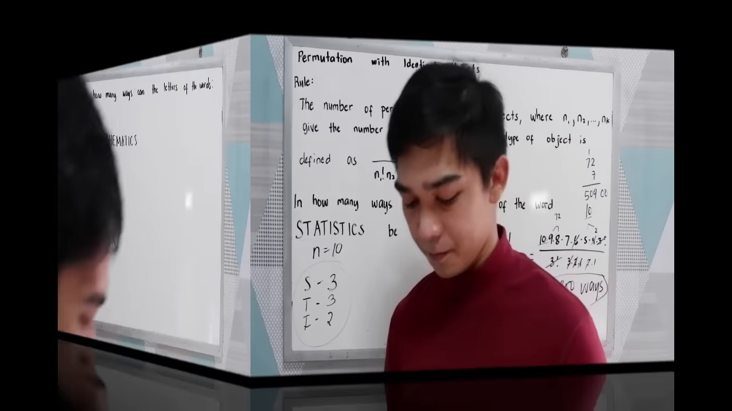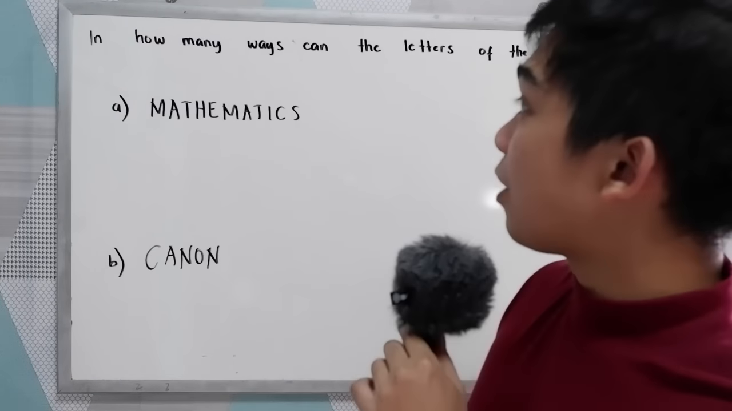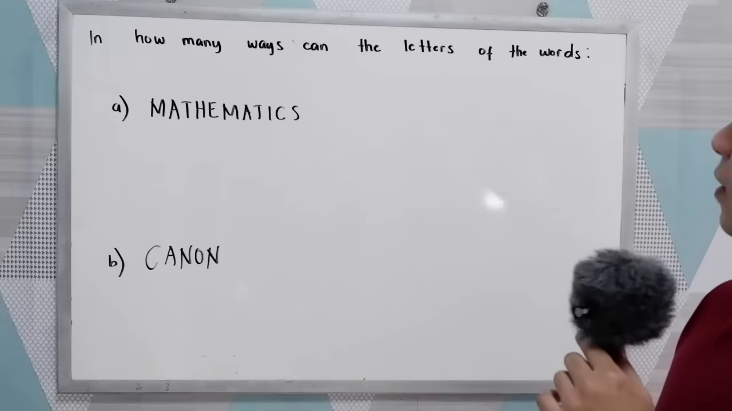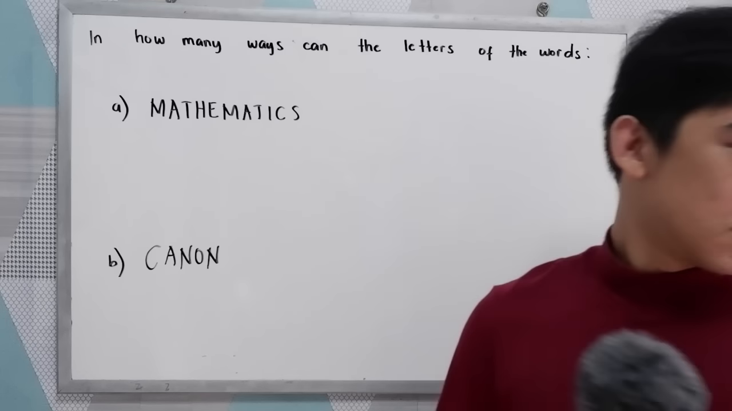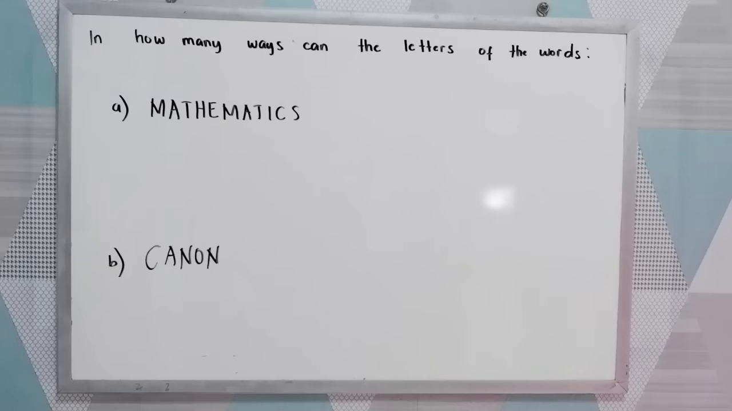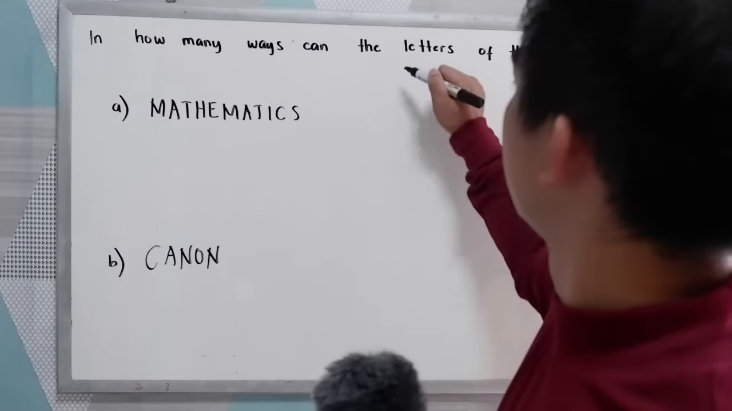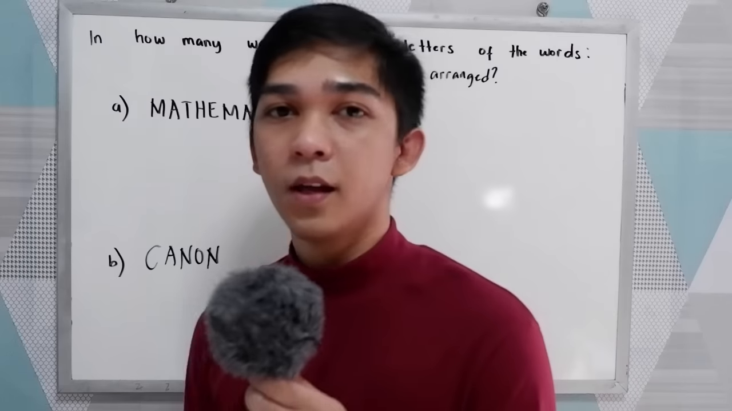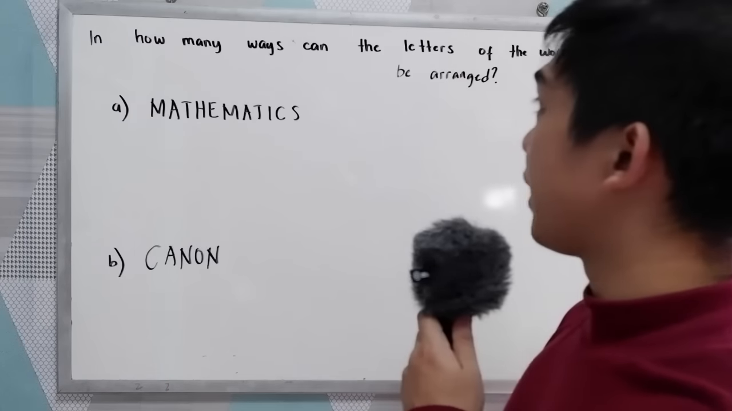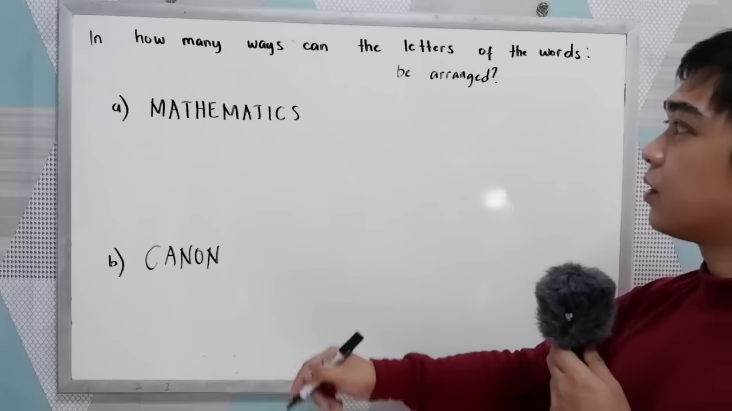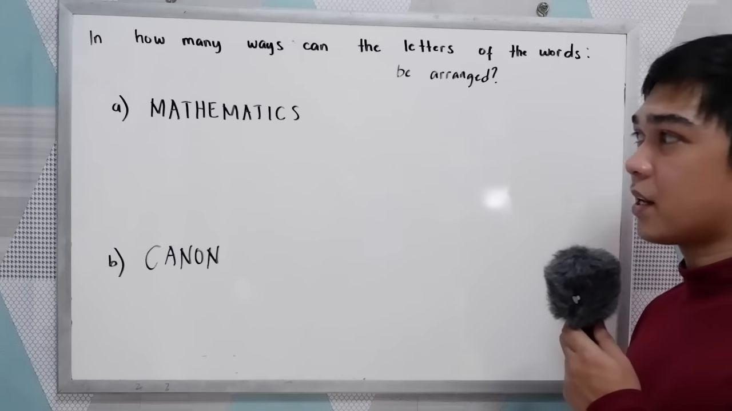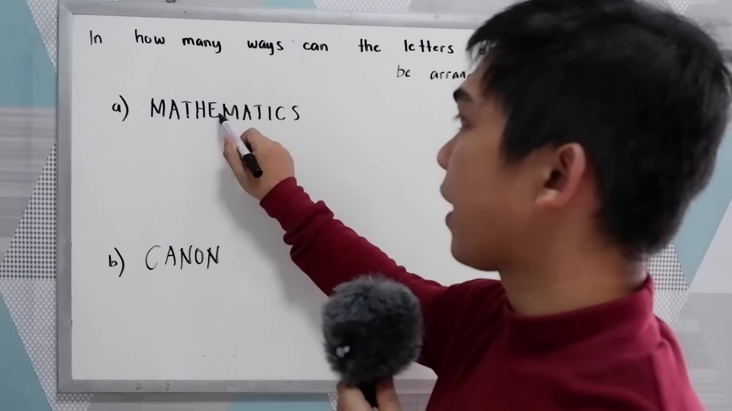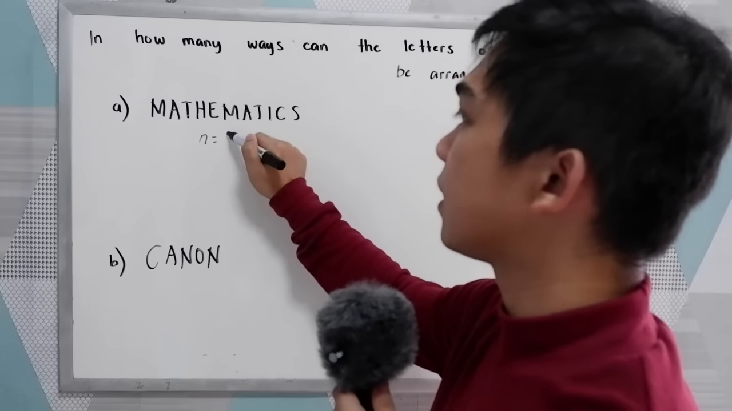Example number 2. In how many ways can the letters of the words mathematics and cannon be arranged? Let's start with letter A, mathematics. So how many letters do we have in the word mathematics? 1, 2, 3, 4, 5, 6, 7, 8, 9, 10, 11. So our n is 11.